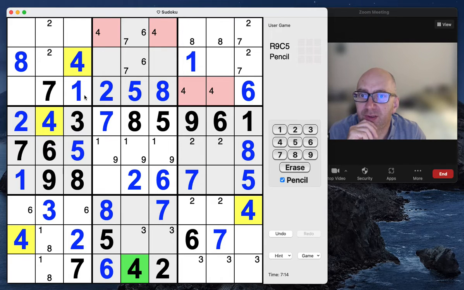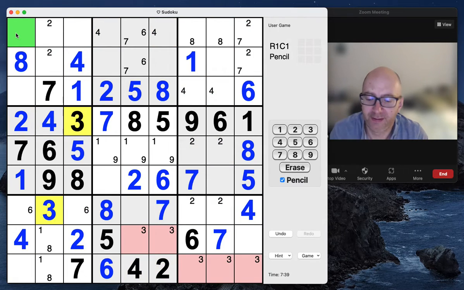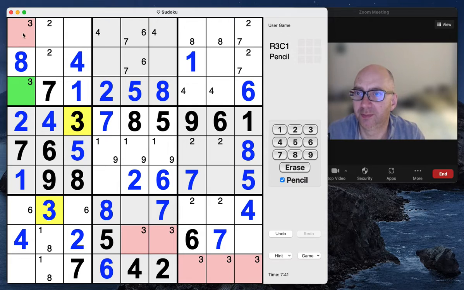Anyway, too many options. I think that's the main point. What have we got in this row? It's missing a 6 and a 9. Don't think we have enough information there yet. Okay, 3s are here and here now, up at the top.